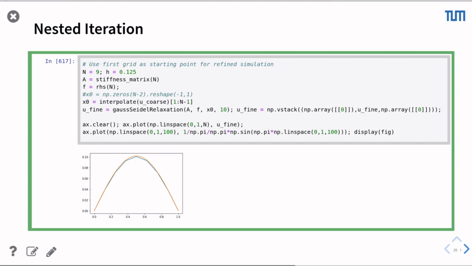Let's see what happens if we do that. So now we've doubled the mesh width. So we've gone from h equals 0.25 to 0.125. We can create a new stiffness matrix. We can create a new right-hand side corresponding to that n. And now we can try to solve using Gauss-Seidel. So first, let's do what we did last week. We will give it just zeros as an initial guess. And then we'll do 10 iterations.